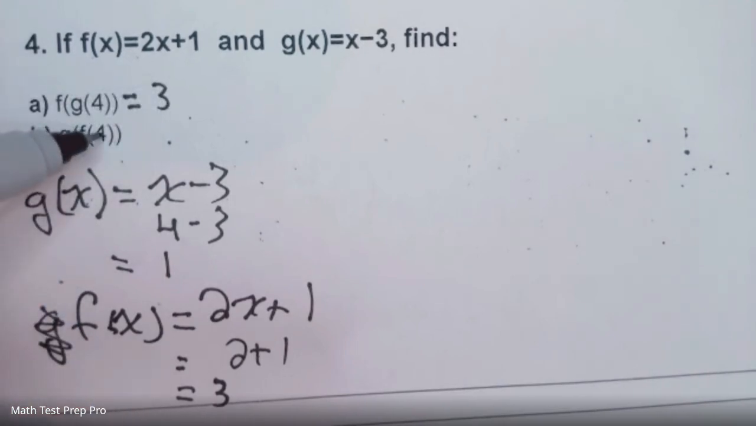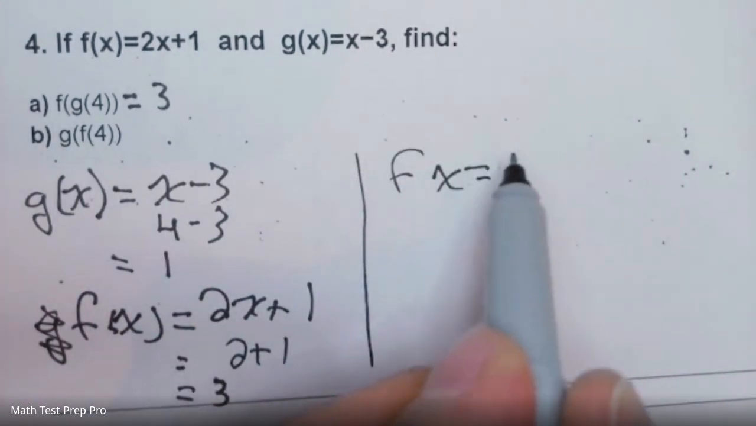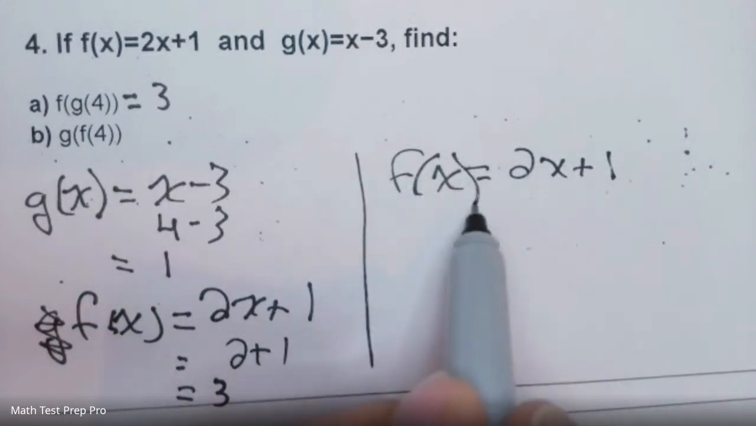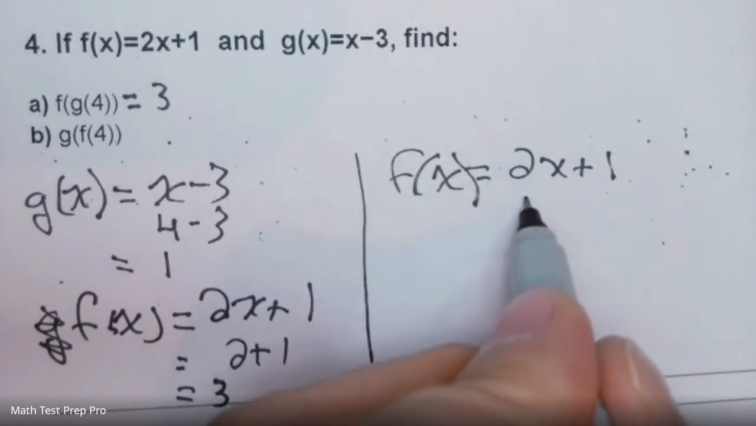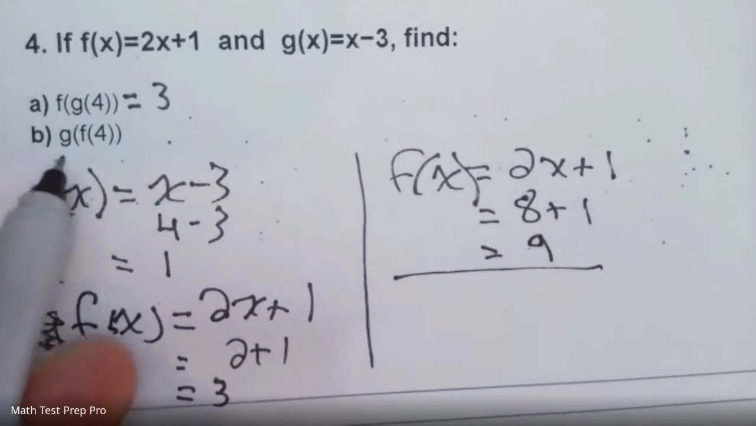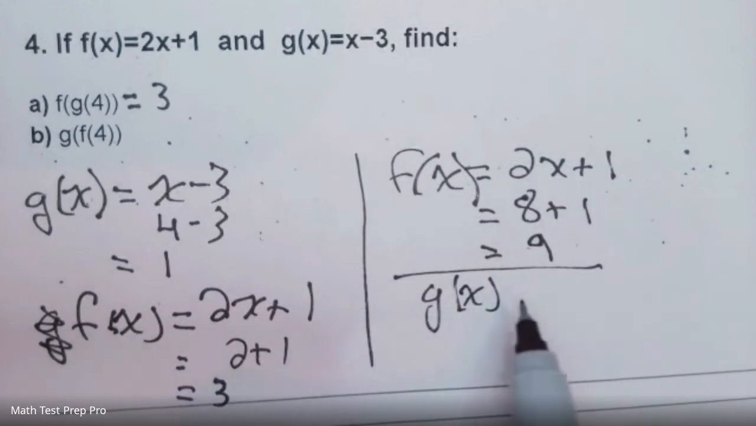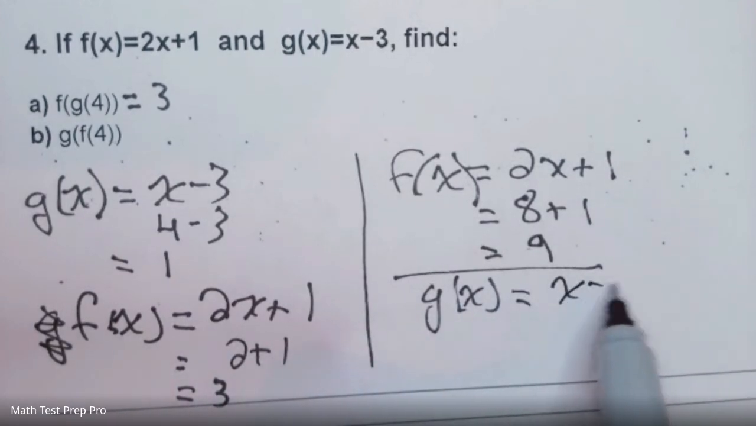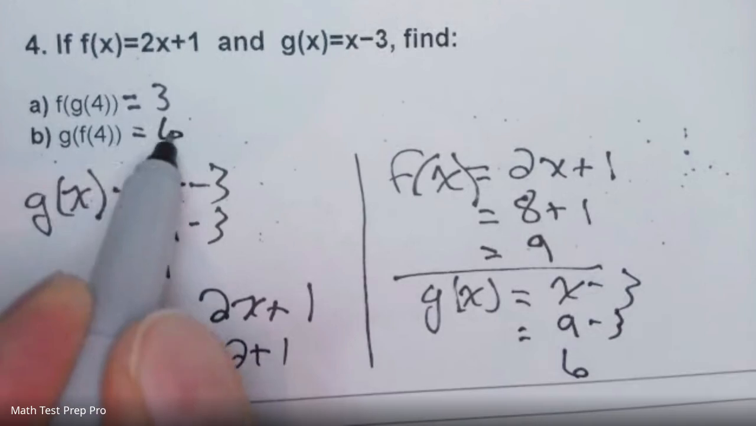Now, the next one, you're going to plug in 4 into the function of f. Take that answer, plug it into the function g. So f of x is 2x plus 1. So plugging in a 4 in there, 2 times 4 is going to be 8 plus 1 equals 9. So now we're going to take 9, plug that into function g, which is x minus 3. So 9 minus 3 equals 6. The answer to this one, 6.